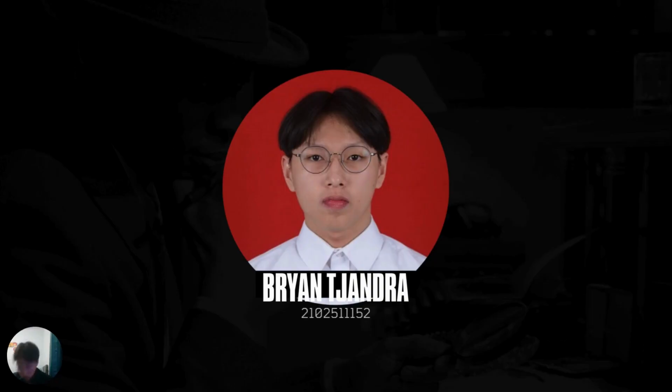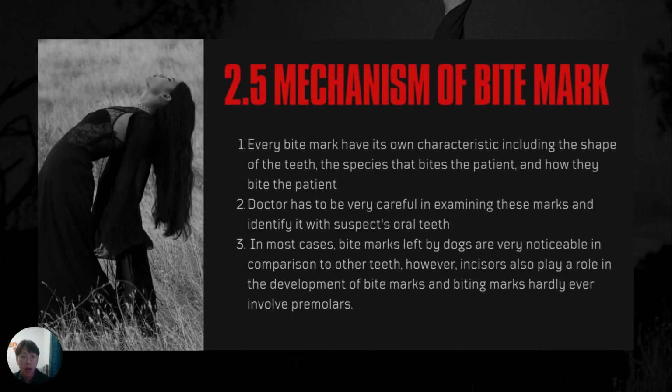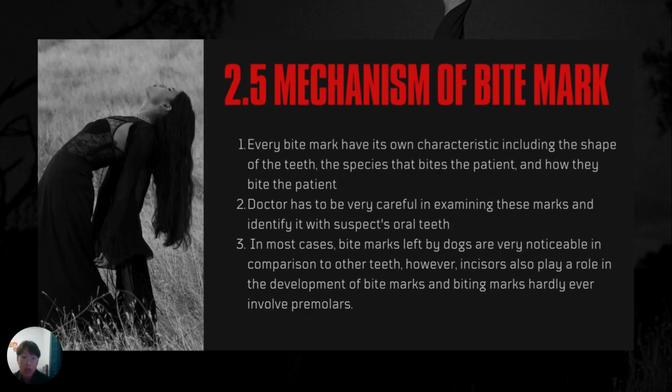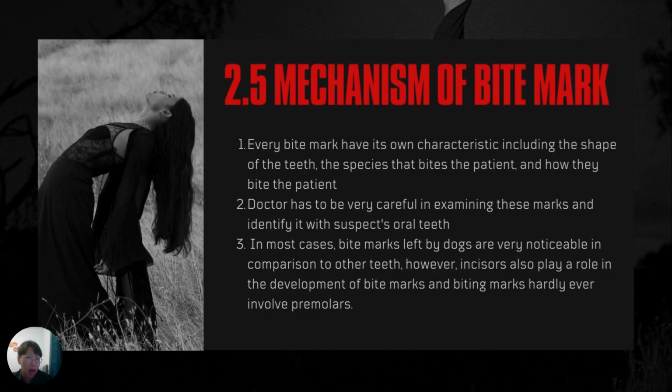Thank you. Om Swastiastu. My name is Bryan Tjandra with the last three digits 152 from SGDB8, and I'm going to explain about chapter 2.5, mechanism of bite mark. So, first of all, every bite mark has its own characteristic, including the shape of the teeth, the species that bites the patient, humans, dogs, monkeys, many more, and how they bite the patient.